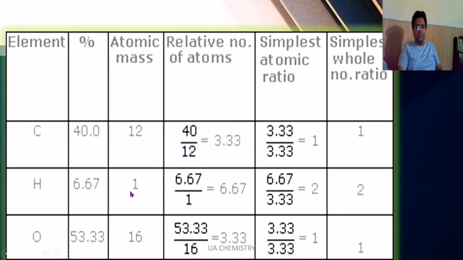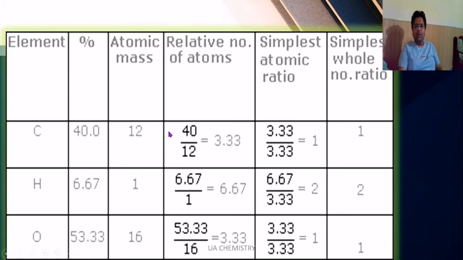Now this is the first example. You are given the percentage of carbon, percentage of hydrogen, and percentage of oxygen. How are atomic masses given? Atomic mass of carbon is 12, atomic mass of hydrogen is 1, atomic mass of oxygen is 16. As the percentage is already given, the first step is clear. We don't need to calculate percentage composition as it is given in the data.